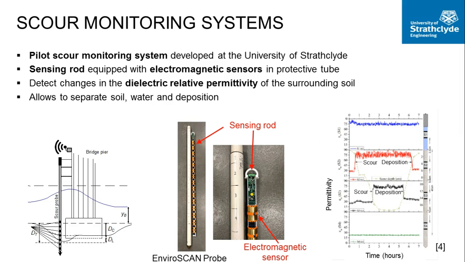Probes to measure scour exist on the market. In our project, we employ a sensing technology developed at our university, and it consists of a sensing rod equipped with electromagnetic sensors able to detect changes in permittivity in the surrounding soil. So the sensor allows us to separate compacted soil, water, and redeposited soil.